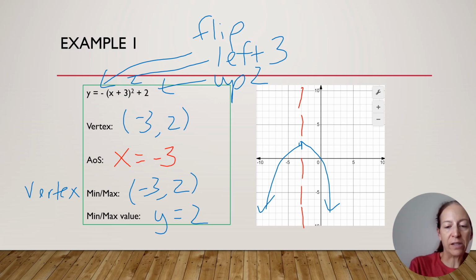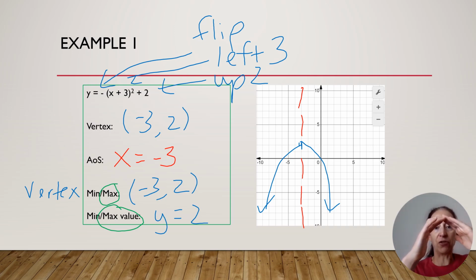When you do this, for me, I do want you to circle or write out whether or not we're talking about a minimum or a maximum. And in this particular parabola, because the vertex is at the top, it represents the maximum, or the highest value that the y could be.